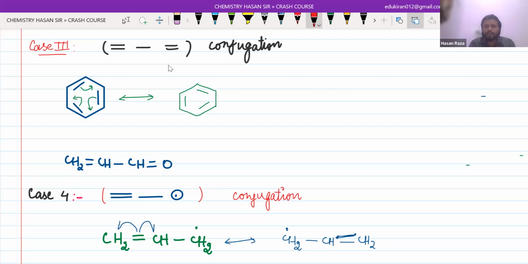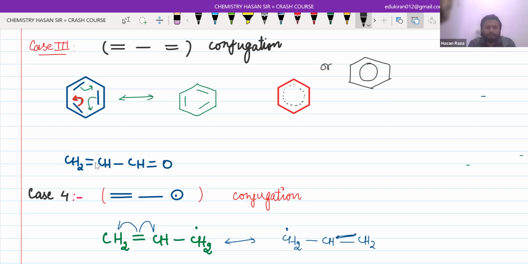Now, pi sigma pi. Now you can see this will move since it is in conjugation, pi sigma pi sigma pi sigma pi. So this will be the resonating structure. And if you want to draw the resonance hybrid, wherever the double bond moves, just denote it. That's why we write it in this way. Or we also write it in this way.